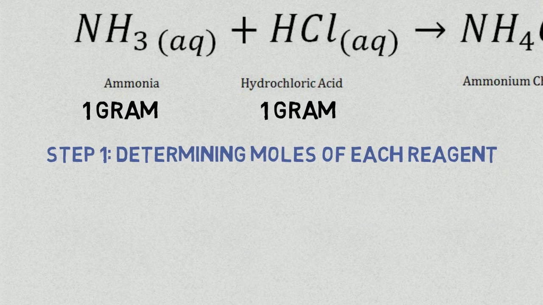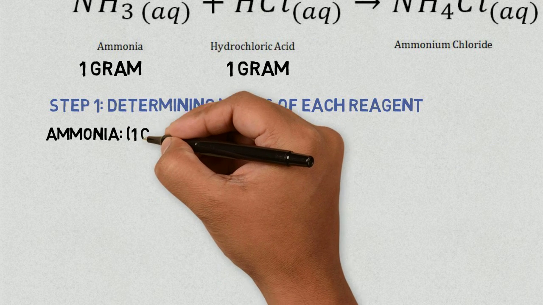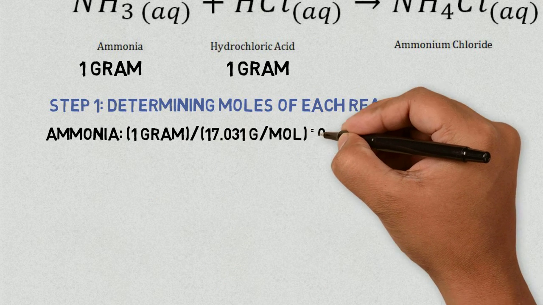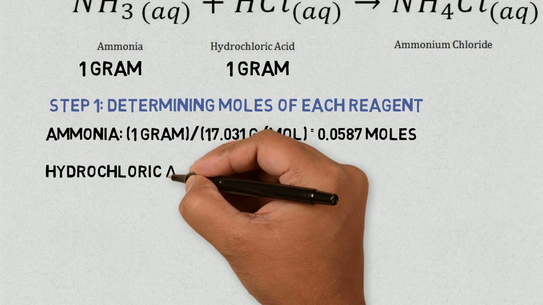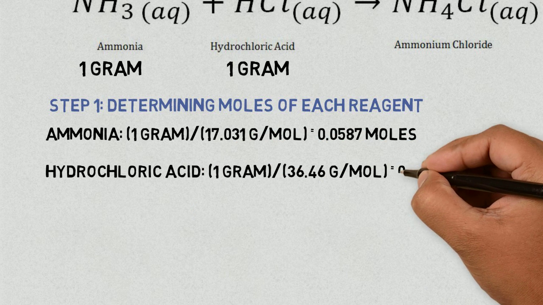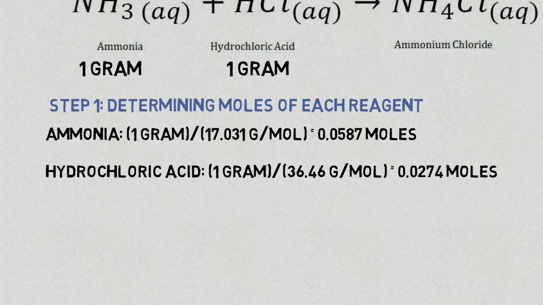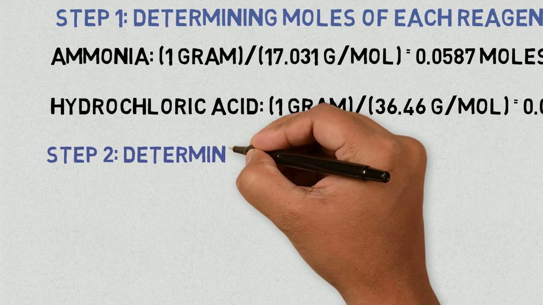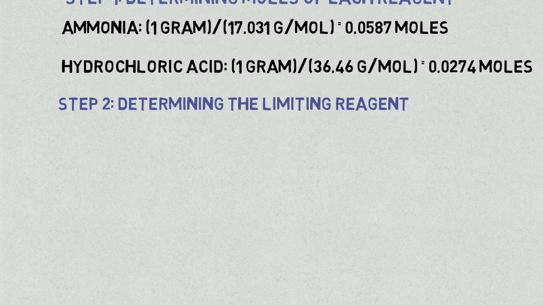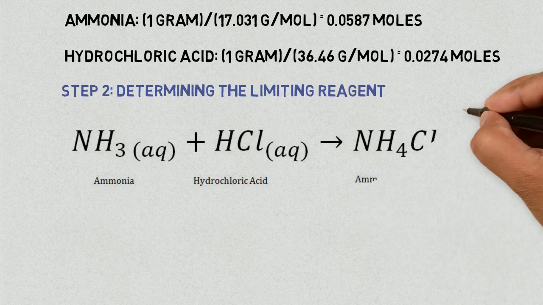So we take each reactant and divide the mass of the reactant, which is 1 gram, by their molar mass, and we determine that there are 0.0587 moles of NH3 available, and only 0.0274 moles of HCl available. Step 2 is finding the limiting reagent. From the balanced equation, we can see that 1 mole of NH3 reacts with 1 mole of HCl.